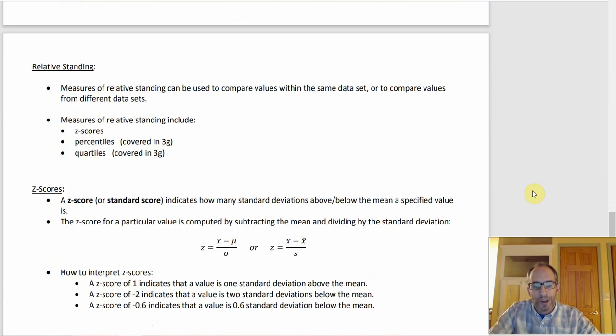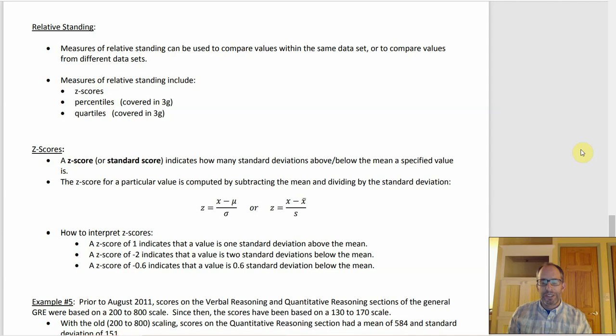All right, then relative standing. Things like percentiles actually factor into that, but percentiles and quartiles usually get talked about like they're separate things, which is why I wrote it this way, even though quartiles are really just specific percentiles. But those will get covered later. What we're going to cover right now are z-scores or standard scores.